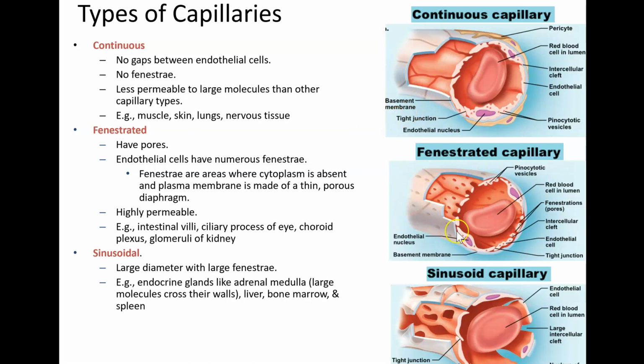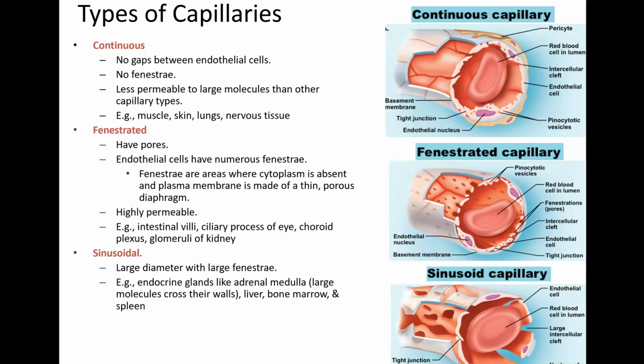When we look at fenestrated capillaries, you can already see that there are small holes here, which we call pores. And the endothelial cells have numerous fenestrae. So the fenestrae are going to be these openings right over here, and this is where we don't have cytoplasm here, but instead just have a thin plasma membrane with a porous diaphragm that allows certain substances through. So we say that fenestrated capillaries are highly permeable.